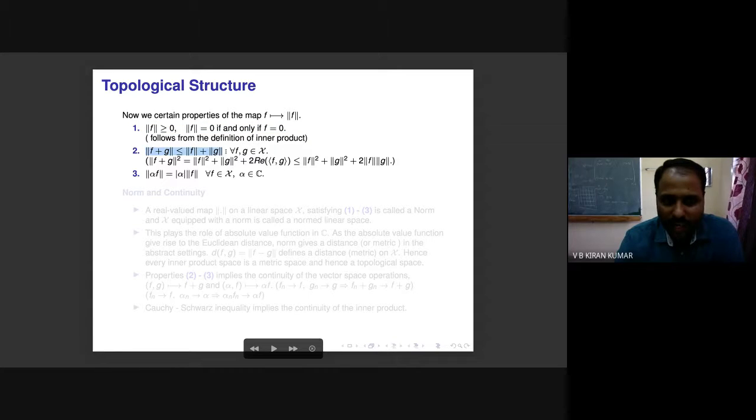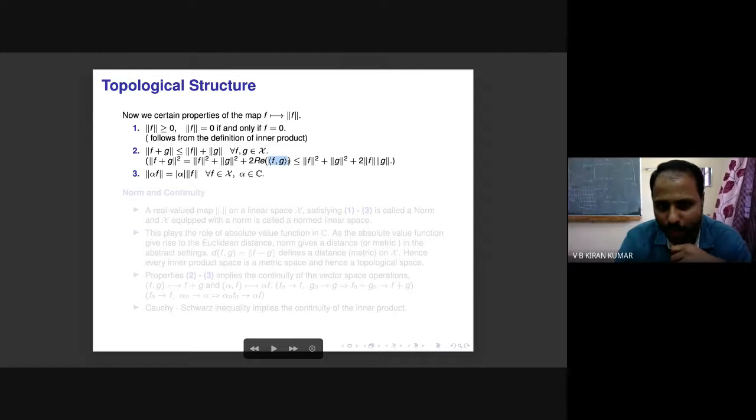Now this triangle inequality is not straightforward. There we make use of the Cauchy-Schwarz inequality. You begin with norm f plus g whole square, which, if you use the definition, you will obtain norm f square plus norm g square plus 2 into real part of inner product fg. That is simply by writing this as inner product f plus g and using the linearity and conjugate linearity. Now the absolute value of inner product fg is bounded by norm f into norm g by the Schwarz inequality, so the real part will also be bounded by norm f into norm g.